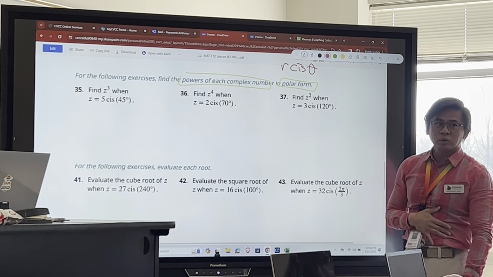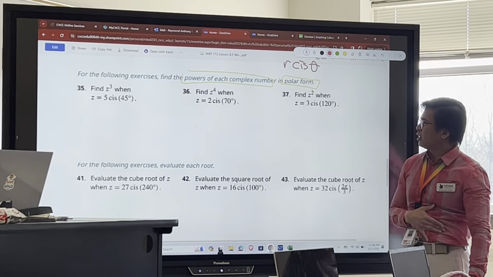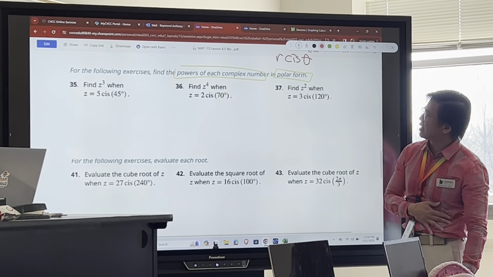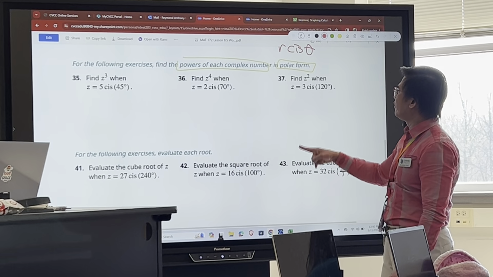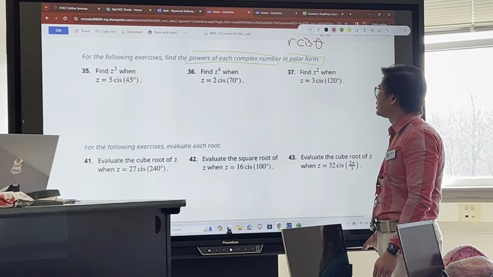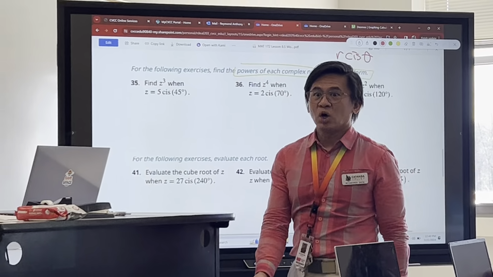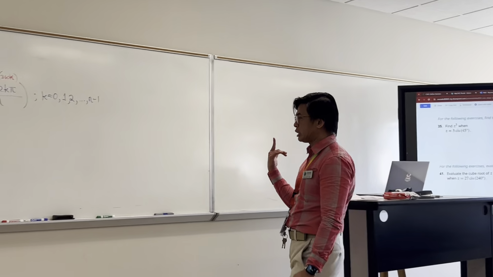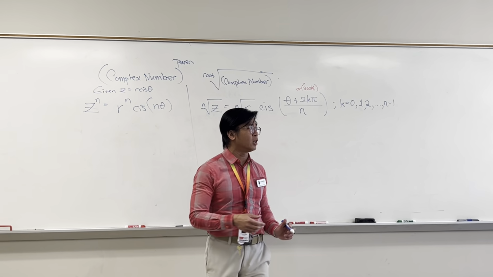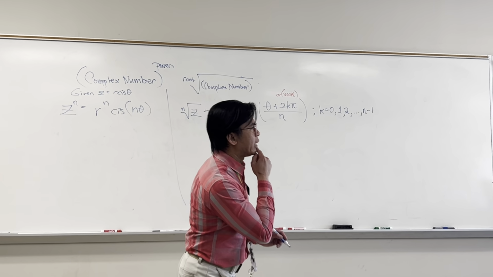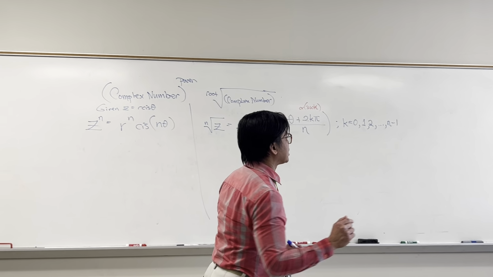Okay. So choose a number. Kylene, 35, 36, or 37? 37. So we got what? Find z squared when z equals 3 cis 120 degrees. As you may notice in here, the angle is in degree form. It can be in radian form as well. Depends on the given. So in here, 3 cis 120.